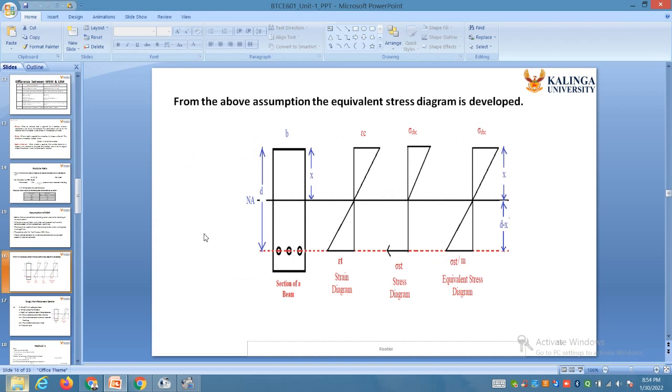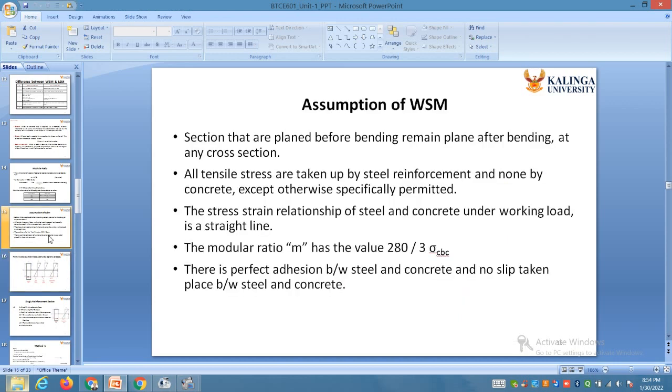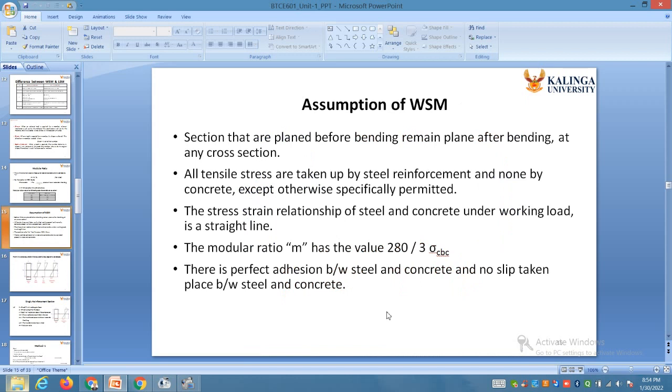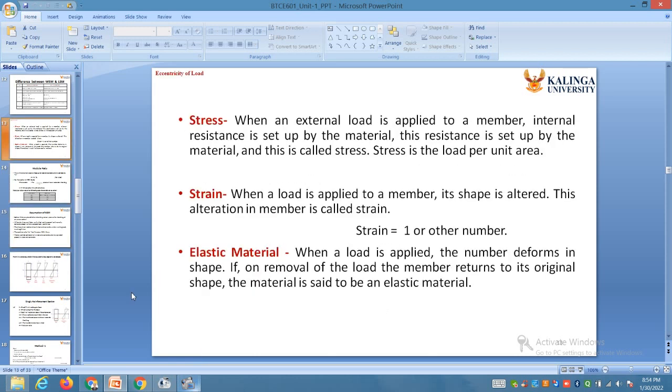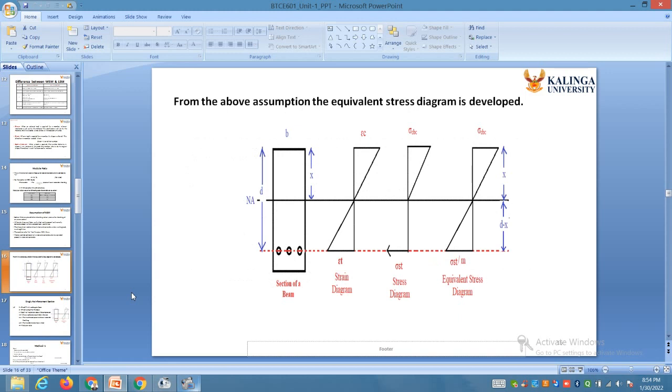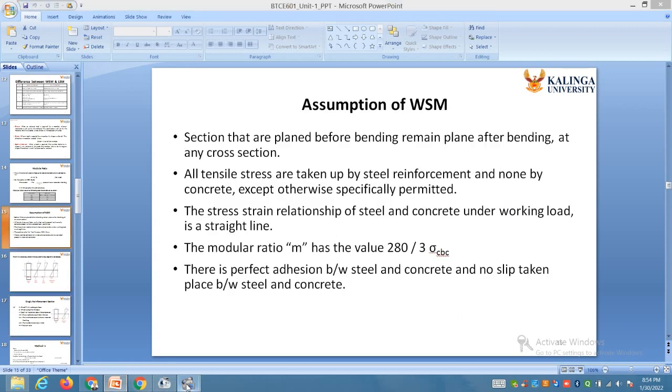So students, this working stress method, though nowadays it is not used, is also a very good method. In my next lecture I shall discuss the stress diagrams in working stress method and we will solve a few numericals. So in today's class, I think you might have enjoyed the difference between working and limit state method, few properties associated with concrete such as stress, strain, elastic material, modular ratio calculations and assumptions in working stress method.